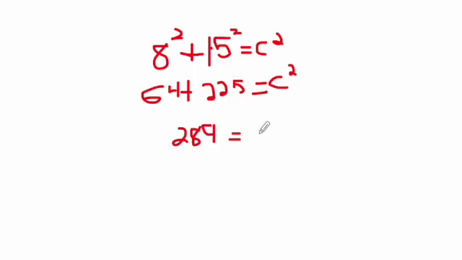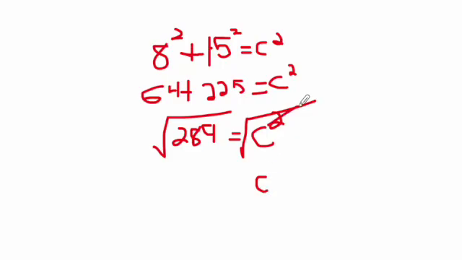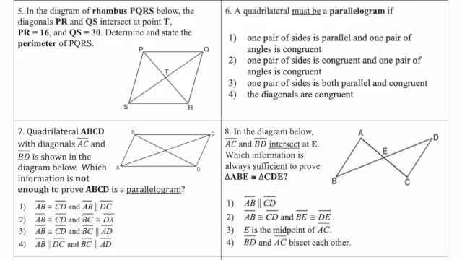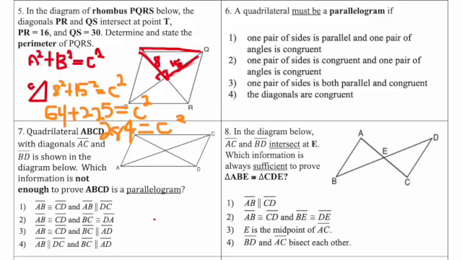Right, 289 equals C squared. To undo a square, we need to square root both sides. The square root cancels out the square, and we need to find the square root of 289. The square root of 289 equals C.